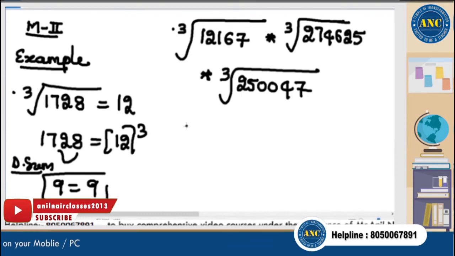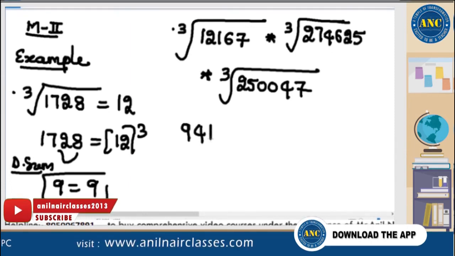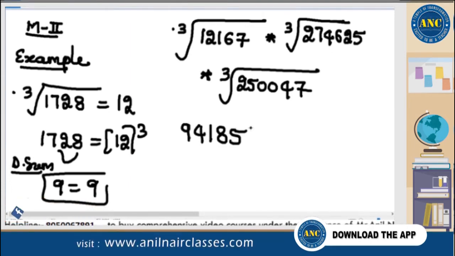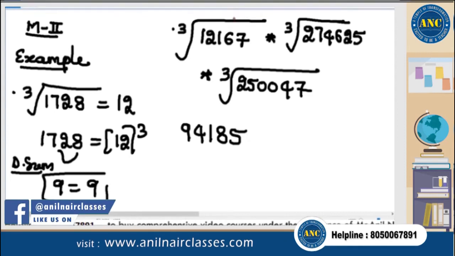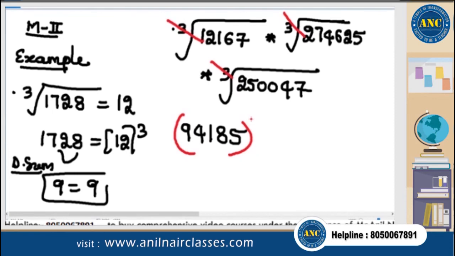250047. I will assume one answer which is 94185. I will remove the cube root. If I remove the cube roots, the answer will have a whole cube. Are you all with me?